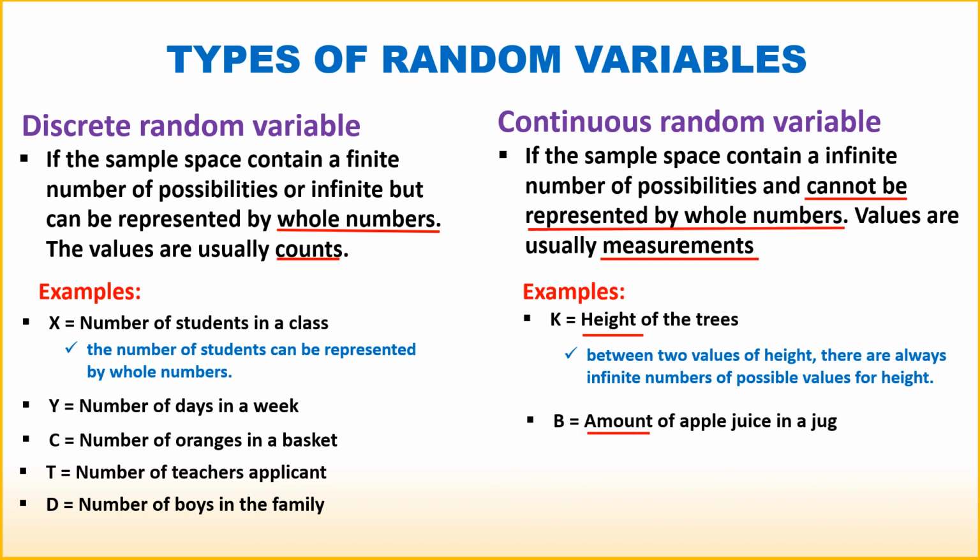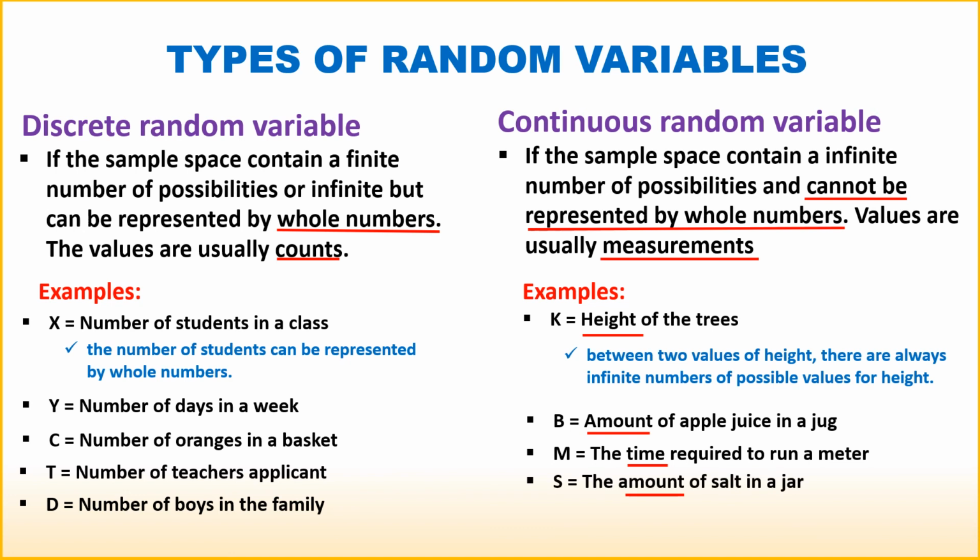Another examples, B, amount of apple juice in a jug. M, the time required to run a meter. S, the amount of salt in a jar. And A, average temperature in degrees Celsius in Baguio City for the past 3 days. So these are the examples of continuous random variables. They cannot be represented by whole numbers because the values are usually measurements.